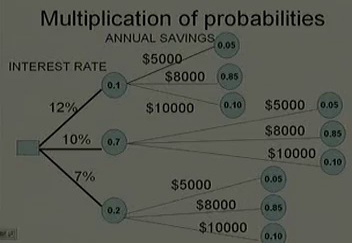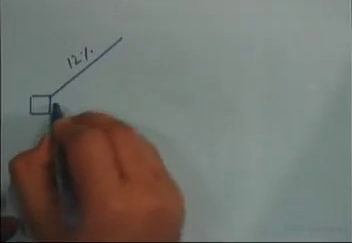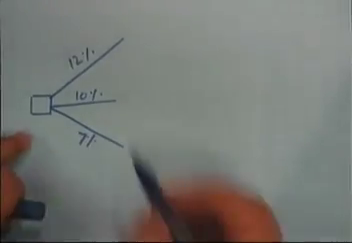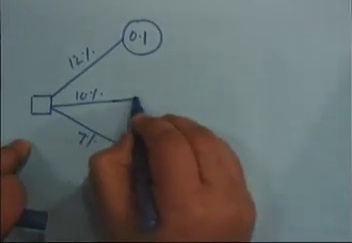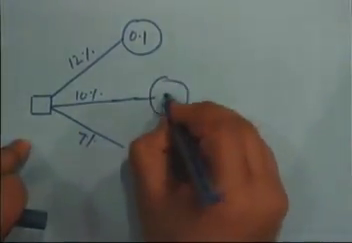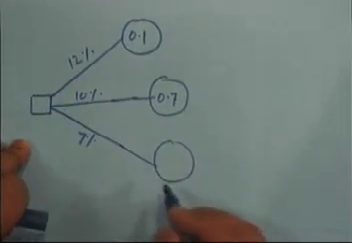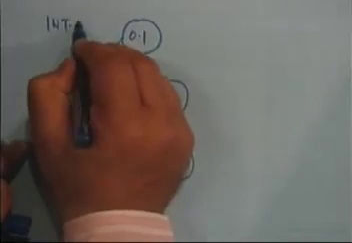I'll just try to draw the decision tree here, because some of you may not be able to see that particular slide. As far as the question is concerned, I'm just reproducing it. You have a node here. Then you have an interest rate 12%, 10%, and then 7%. Now the probability to have a 12% interest rate is given as 0.1. The associated probability for a 10% interest rate is 0.7. And the associated probability corresponding to a 7% interest rate is 0.2. So this is as far as interest rate is concerned.